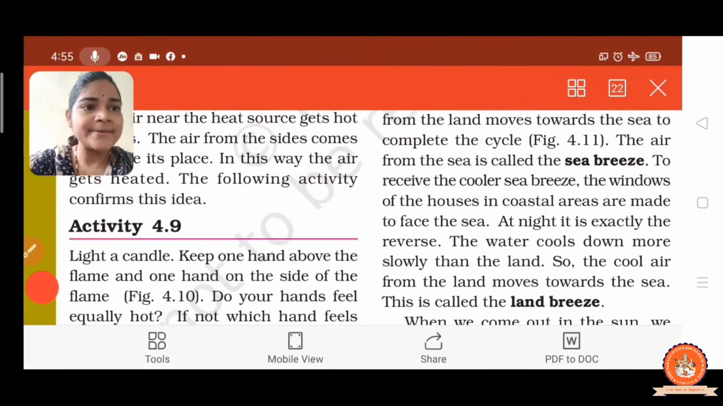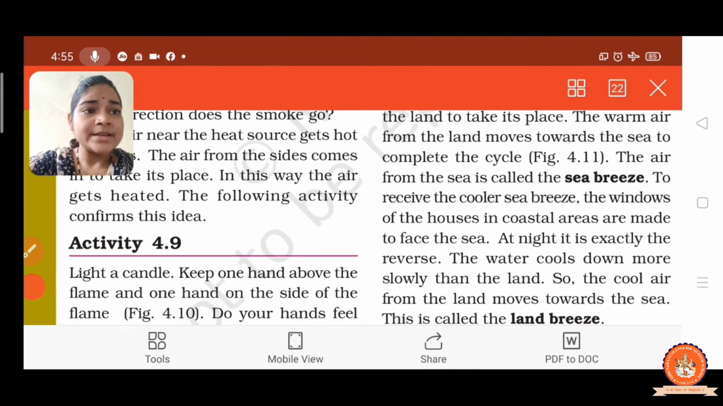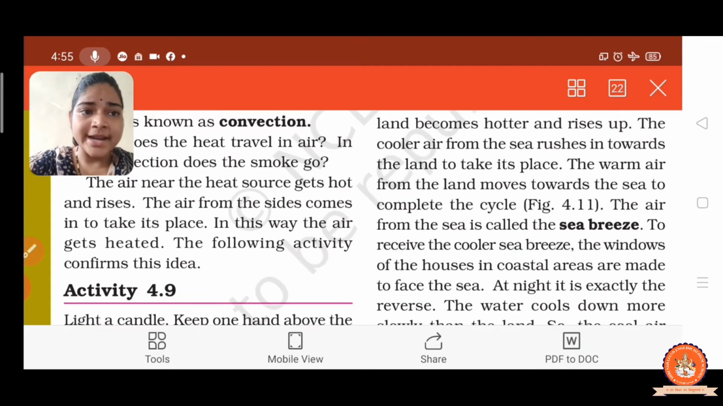Here again see. The warm air from the land moves toward the sea to complete the cycle. As a result, sea breeze happens.